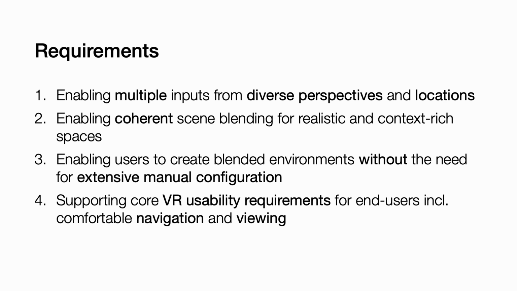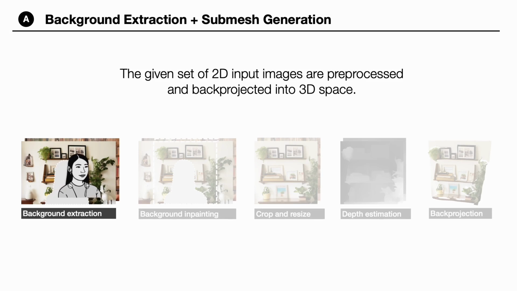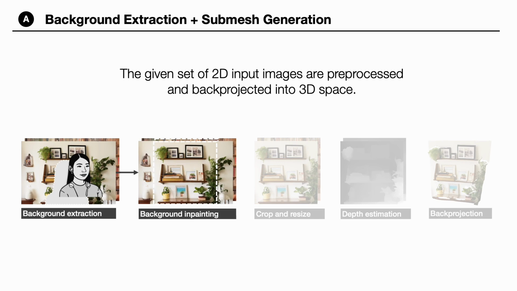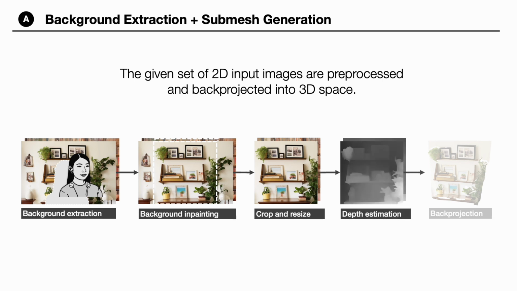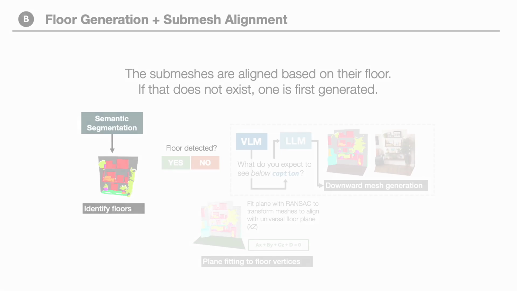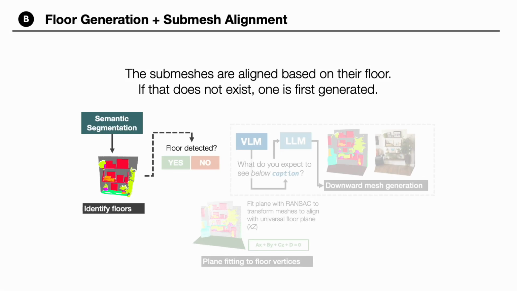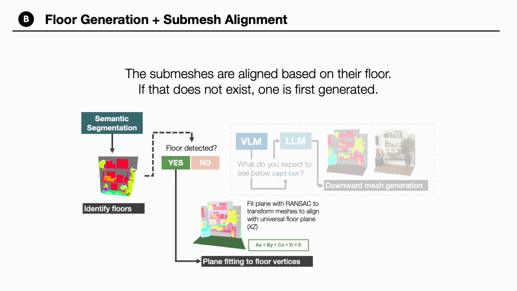The SpaceBlender pipeline consists of 2 stages. The first runs once per generation, and the second involves an iterative process. The first stage starts with an image pre-processing step to remove any humans detected by the OneFormer semantic segmentation model, after which depth estimation and back projection are used to create 3D submeshes from the input images. Following this, the submeshes are aligned to a common floor plane through a RANSAC-based method, which fits a plane to vertices matching with projected semantic floor labels.